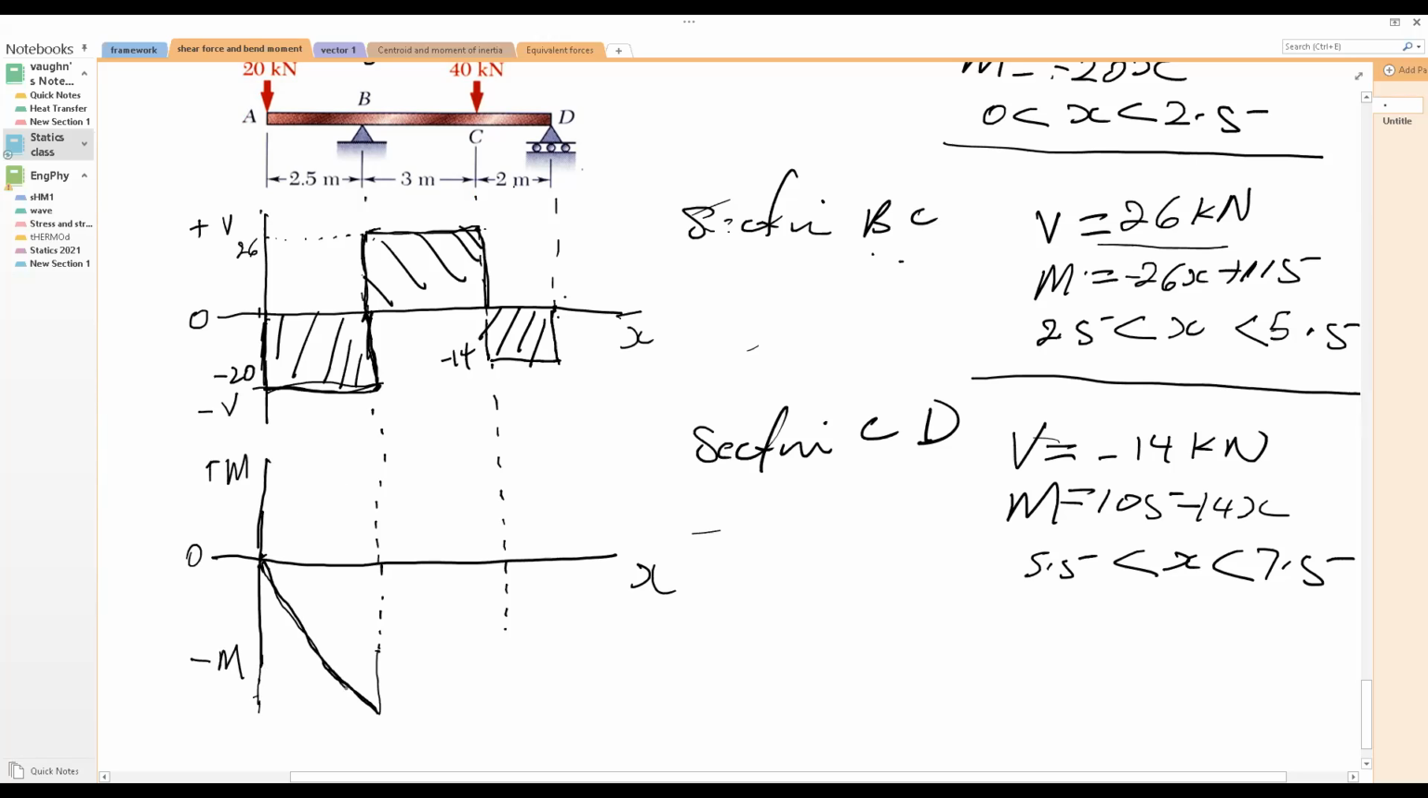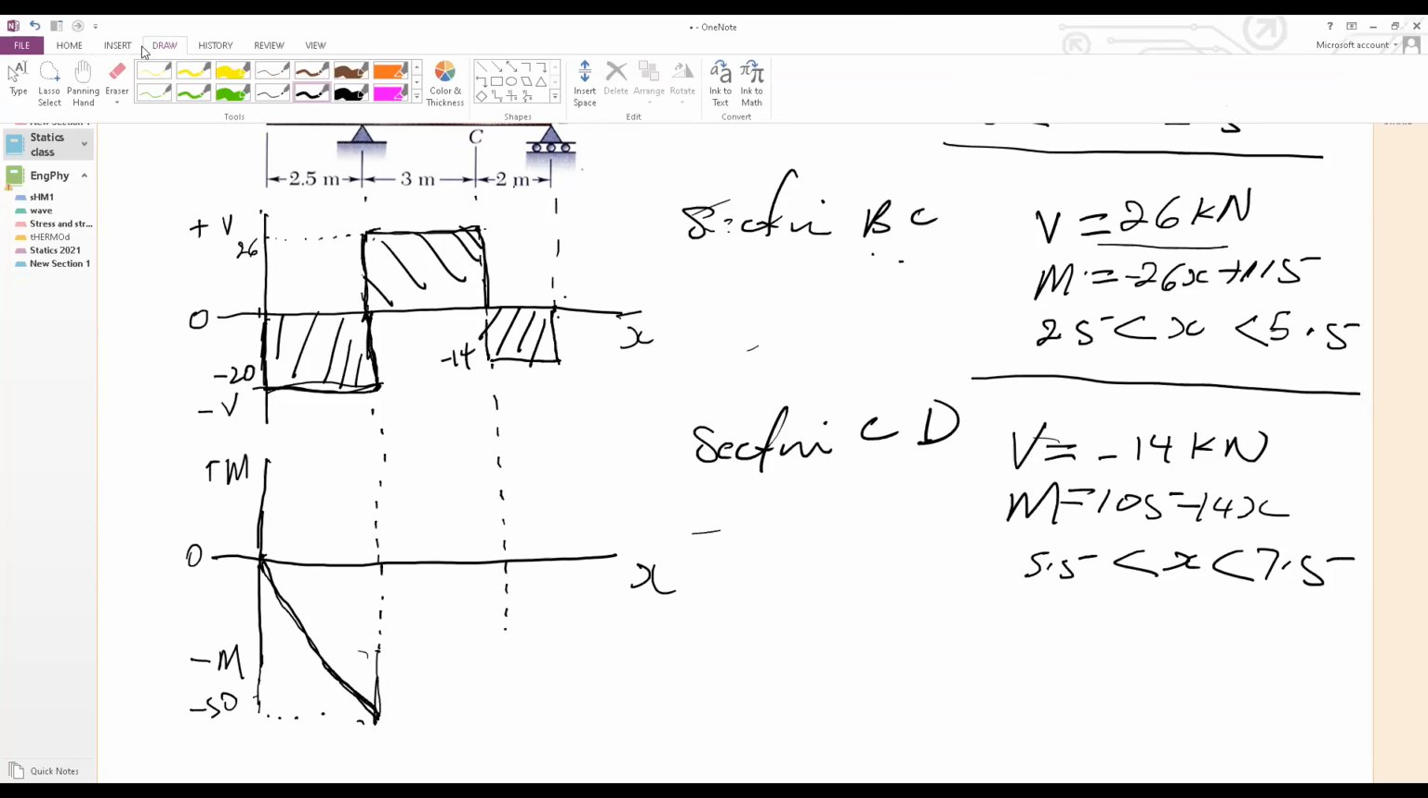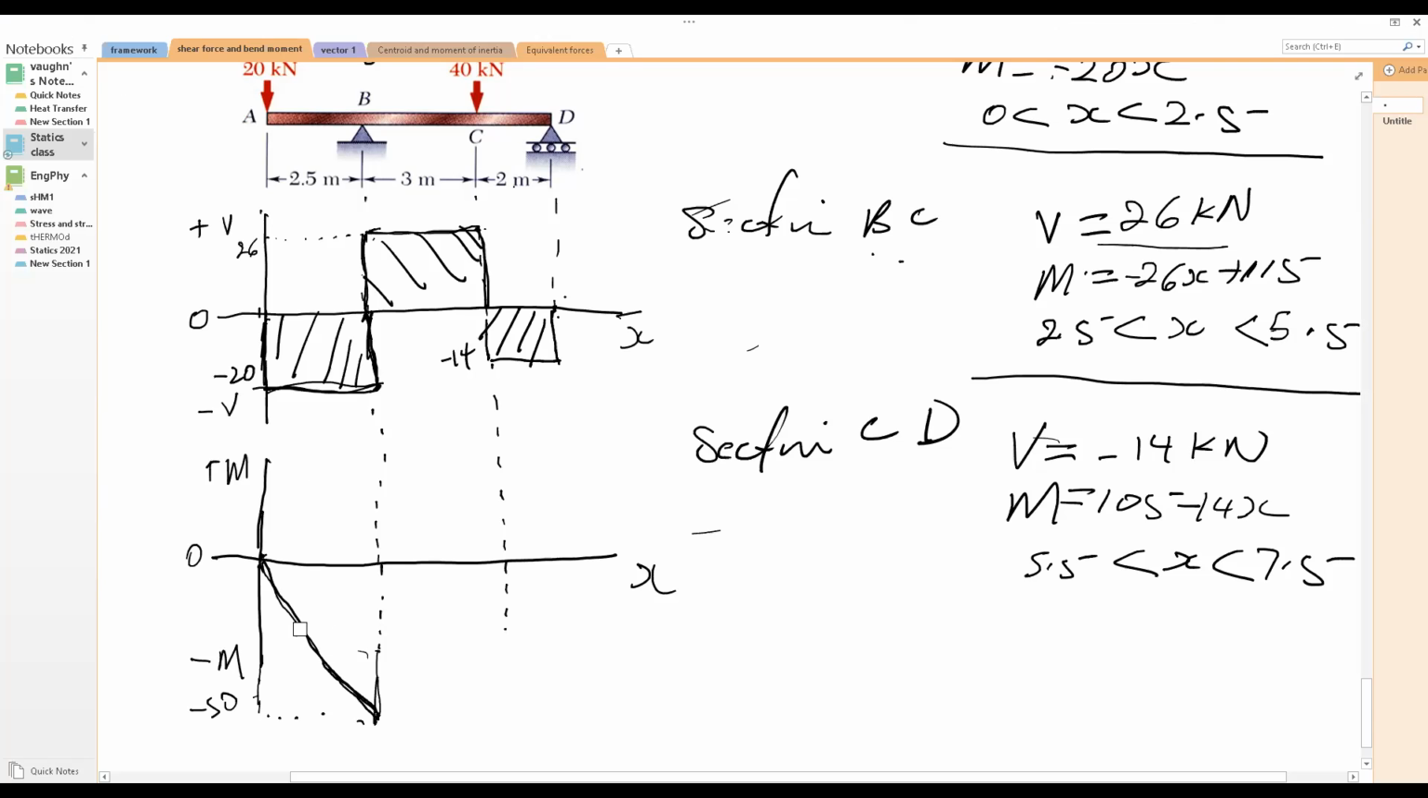So it's a slope. It maps out a triangle area, this area here. So 0 and over here corresponds to minus 50. Right now we're at minus 50 right here. And it's a straight line. Remember guys, it's really straight. Let me just clean it up.